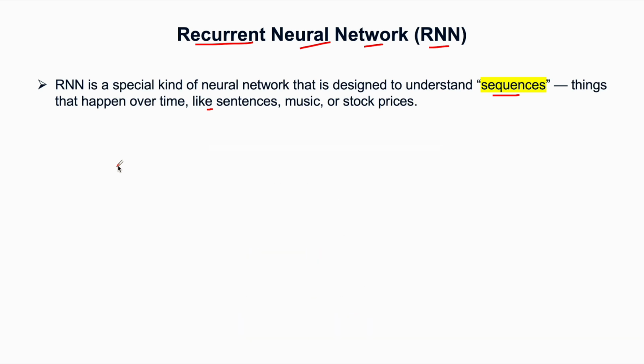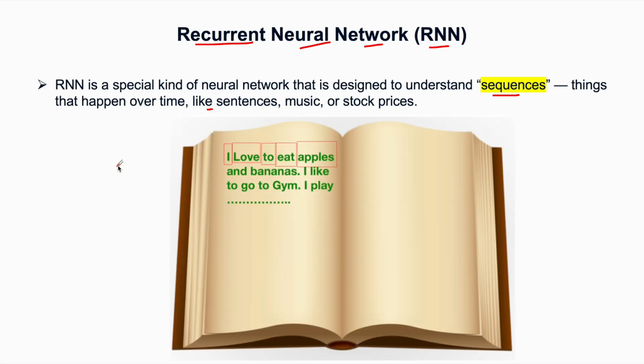Let us understand this with a real life analogy. Think of it like reading a book one word at a time. Each word depends on the word that came before it. To understand the sentence, you need to remember what was said earlier. That is what RNNs do. They keep track of previous information as they go forward.